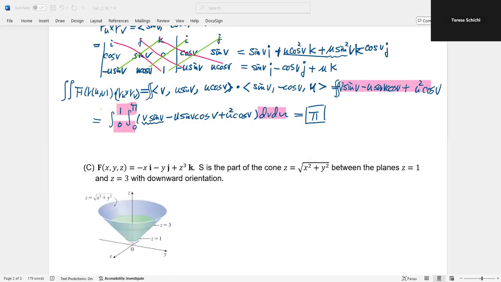Oh, hi, welcome back to the problem solving section. We are still working on the surface integral. So we did one example.